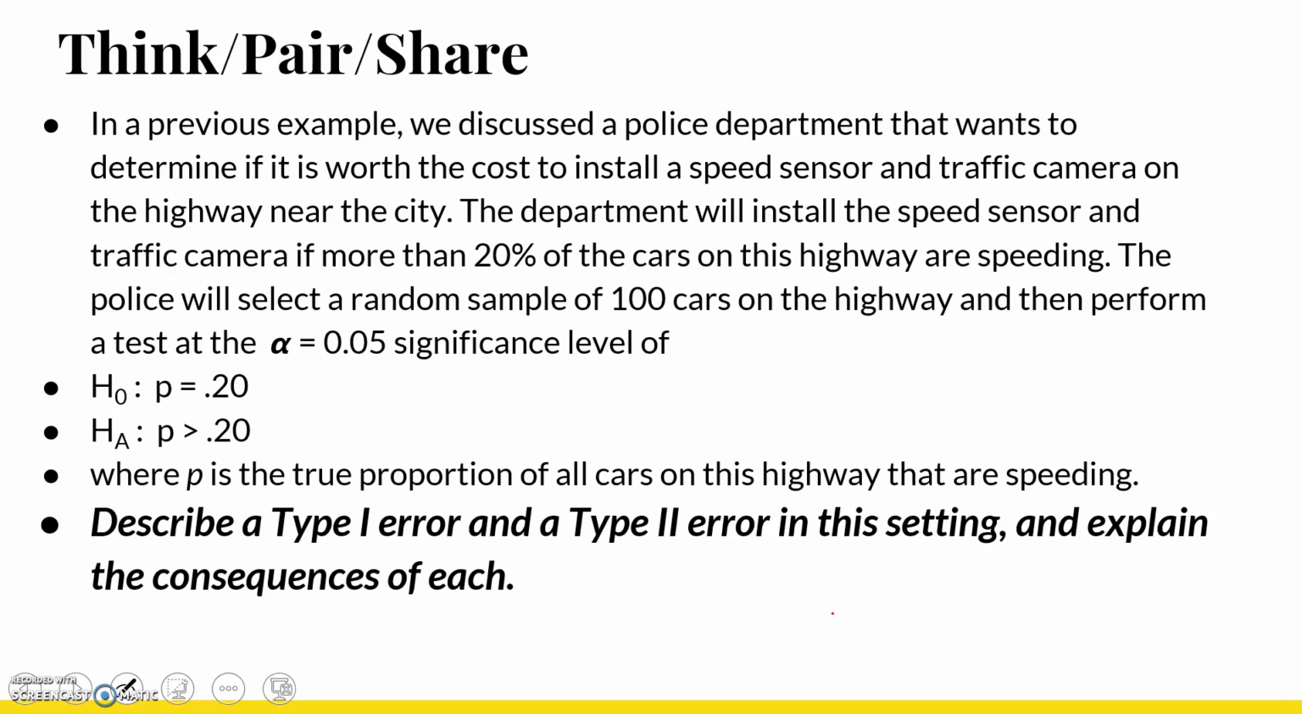The police will select a random sample of 100 cars on the highway and then perform a test at the alpha equals 0.05 significance level of this H naught and this H sub A, where P is the true proportion of all cars on this highway that are speeding. Describe a type 1 error and a type 2 error in this setting and explain the consequences of each. All right, so pause the slide, try it out, and check back once you're finished.